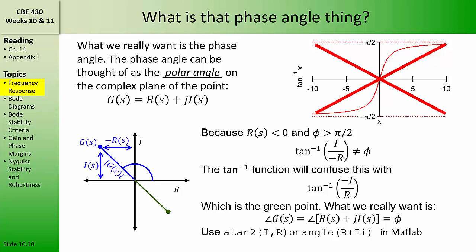So we should be careful when using an arctangent to compute a phase angle, and remember that the phase angle is only equal to the arctangent when it is between minus pi over 2 and pi over 2, or the phase angle is only equal to the two-argument arctangent when it is between minus pi and pi.